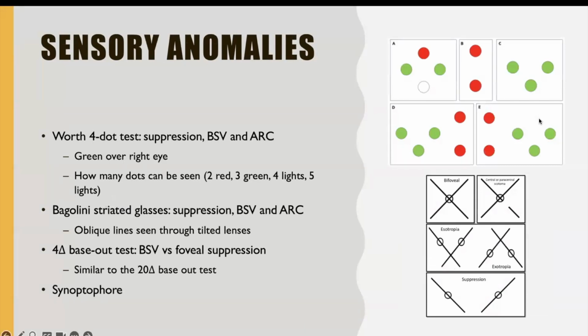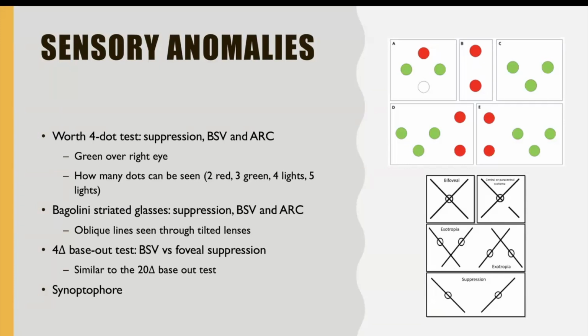So these images at the top will describe what the patient can see. So either they can see 4 dots, and that's normal. If they can only see 2 red dots, that means they're not being able to look through their right eye. Whereas if they can see the three green dots, then they're not looking out of their left. And D and E essentially describe esotropias and exotropias, where you can see all five lights.